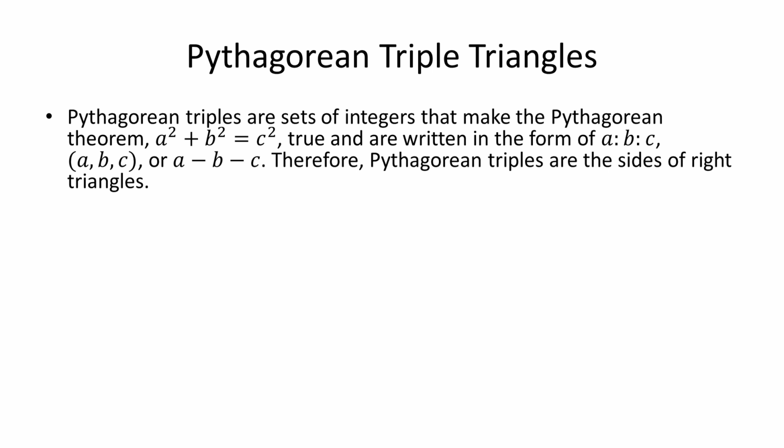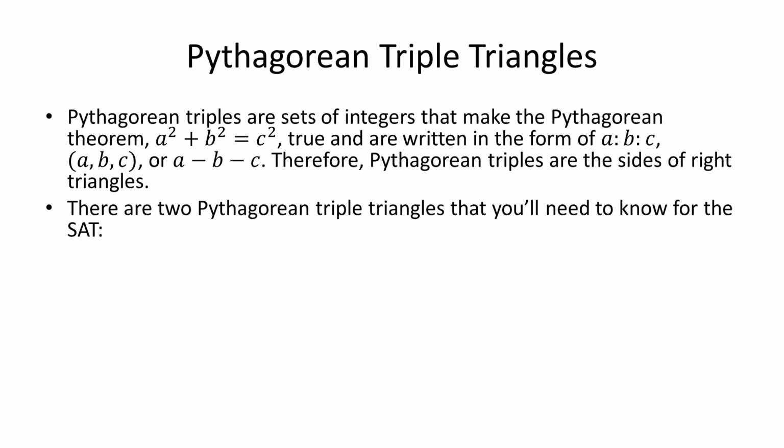Pythagorean triples are sets of integers that make the Pythagorean theorem a squared plus b squared equals c squared true, and are written in the form of a to b to c, or (a, b, c), or a-b-c. Therefore, Pythagorean triples are the sides of right triangles.